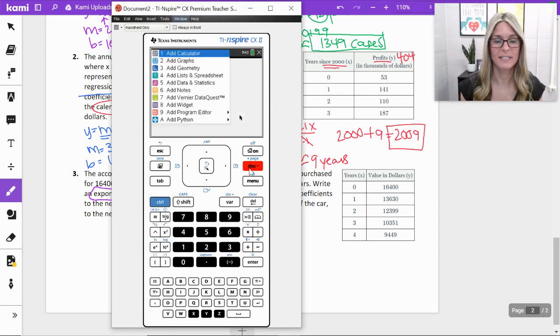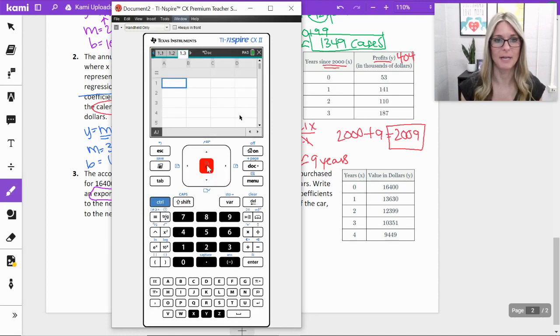Let's just go for it. Let's see if we can add all 3 on our calculator at the same time. Let's do 0, 1, 2, 3, 4. Column B, 16,400. Then we have 13,630, 12,399, 10,351, 9,449.